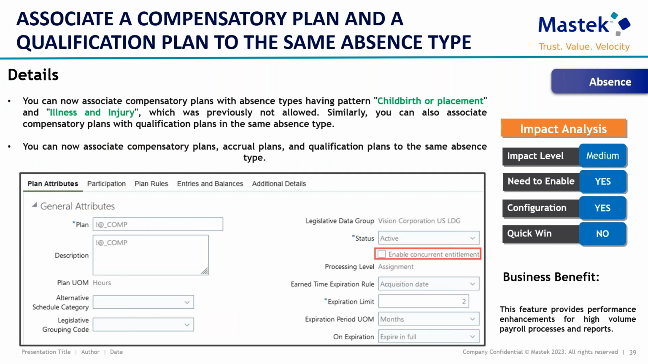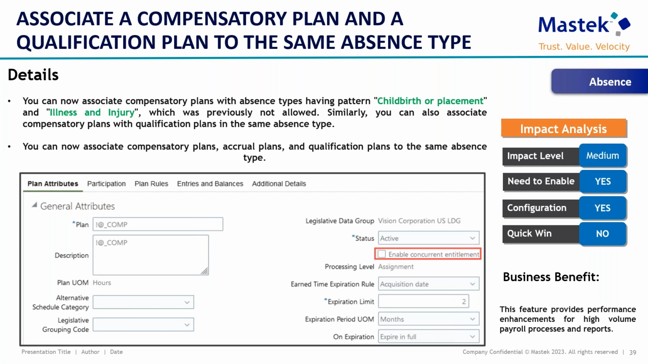The next feature is one of the biggest features of the absence module, which is related to associating a compensatory plan and a qualification plan to the same absence type. By introducing this feature, Oracle has tried to allow you to assign two different types of plans into a single absence type, by which, for example, you will be able to assign maternity and annual leave plans inside a maternity leave type itself.